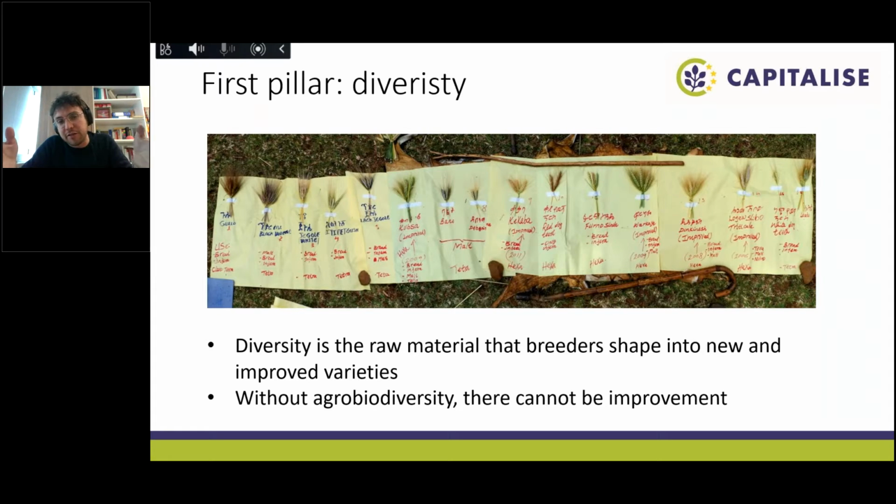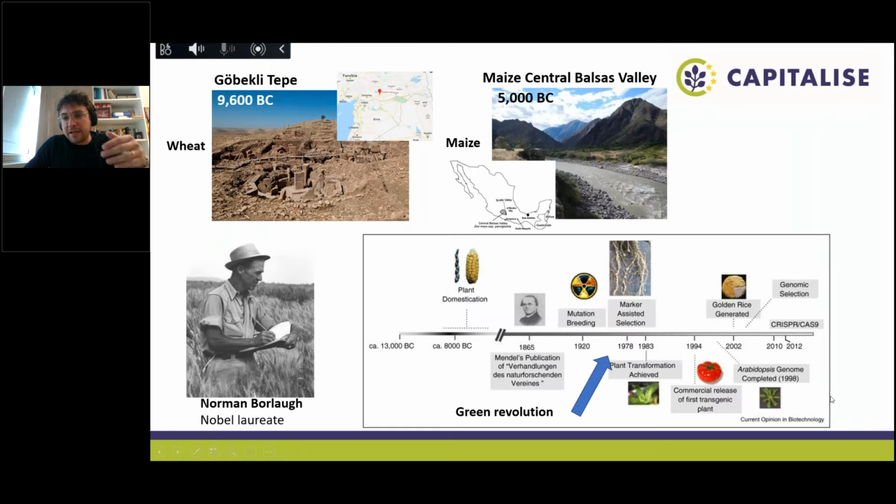And so this is the kind of diversity that is the raw material that breeders shape into new and improved varieties. So tapping into agrobiodiversity and natural diversity means accessing new allele pools and new allelic combinations of potential relevance to breeding. Without this diversity, without natural variation, without agrobiodiversity, there cannot be any crop improvement. And actually, if you look back into the process of breeding, what we are doing today within Capitalize and beyond is just the continuation of an effort which started roughly 10,000 years ago with the Neolithic Revolution.